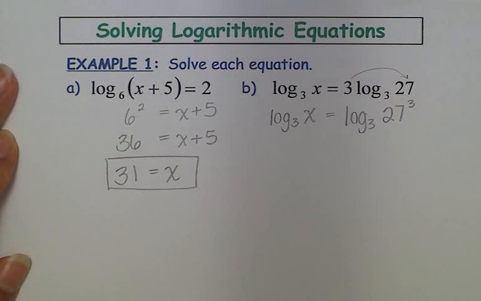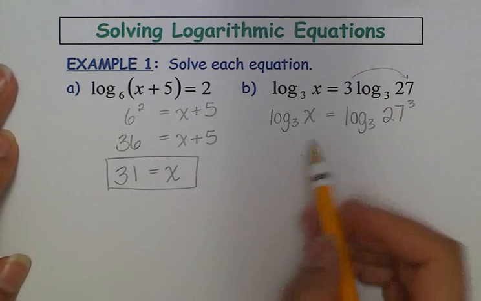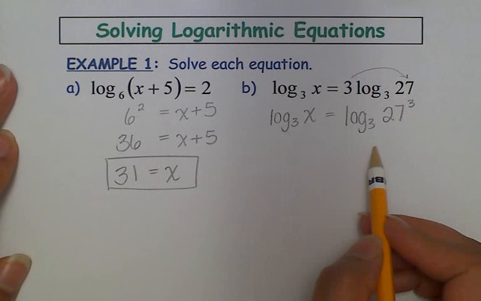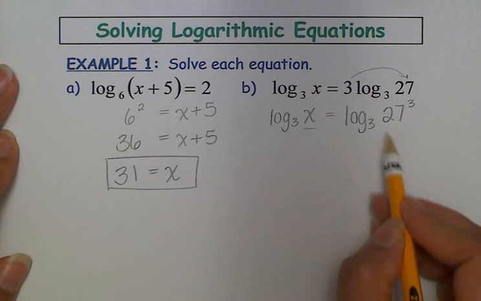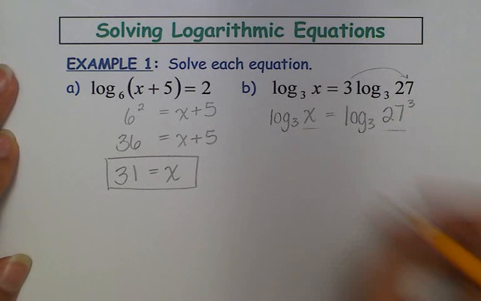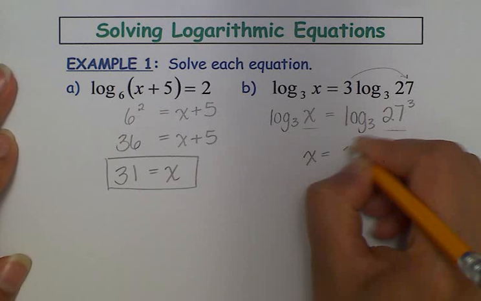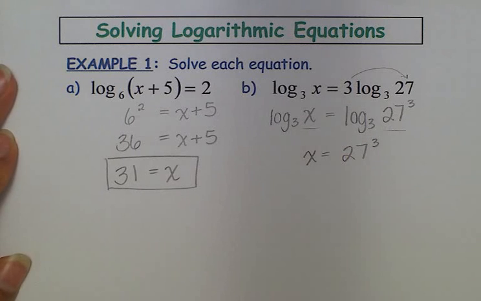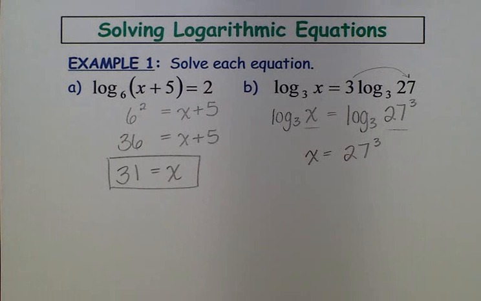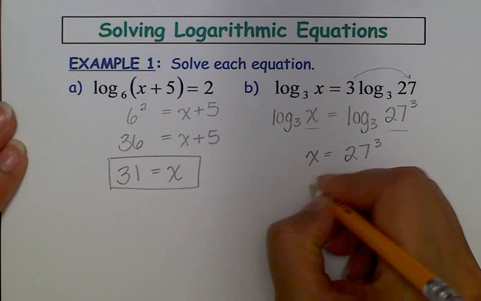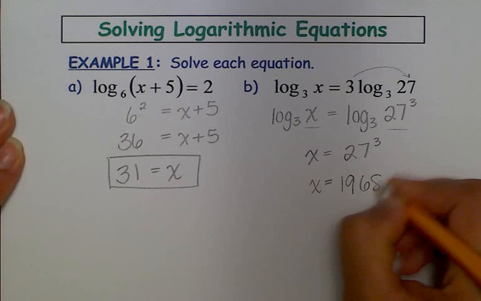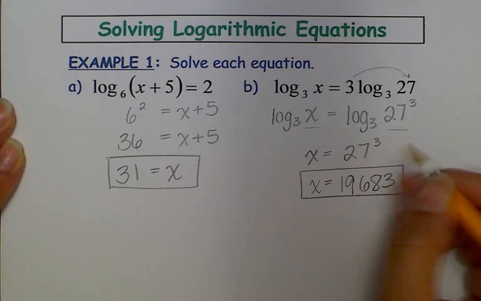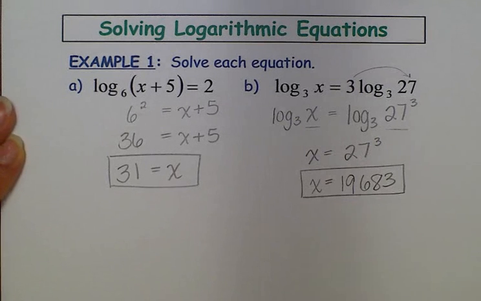And so the property we talked about earlier, where you have the log of one expression equal to the log of another expression, as long as the bases are the same, then we know that the expressions must be equal to each other. So what that tells me is that the value of x is equal to 27 to the exponent 3. We can figure out what that answer is by using a calculator. 27 to the exponent 3 gives me 19,683. So there's the value of x. And again, you can substitute in your equation and see whether or not it makes sense.